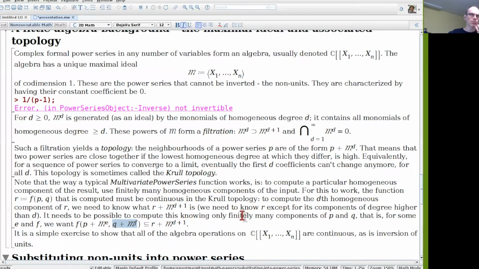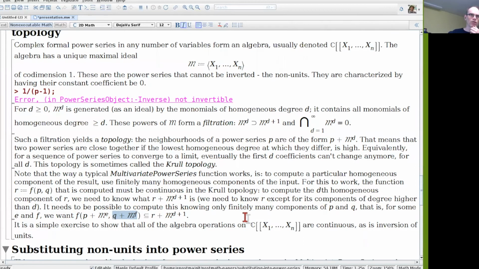And it's a simple exercise to show that all the algebra operations, scalar multiplication and the ring operations, addition and multiplication, are continuous, as is inversion of units.